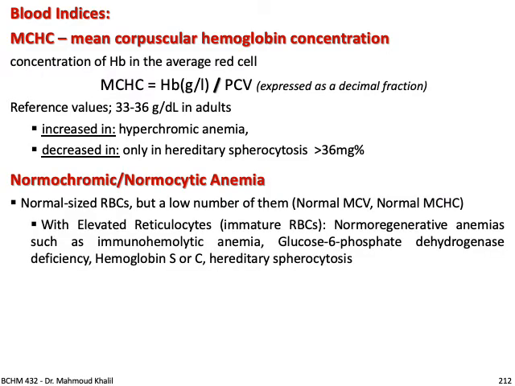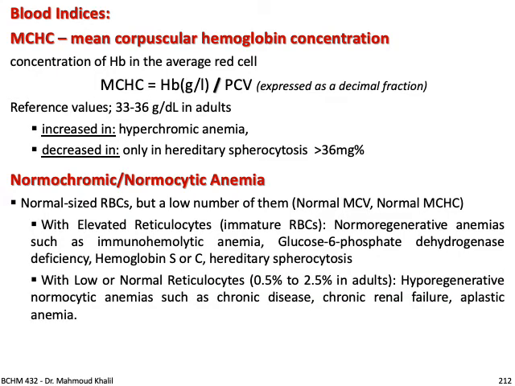The normochromic or normocytic anemia is when there are normal-sized RBCs but a low number of them. With elevated reticulocytosis, that means immature RBCs in the blood, there are normo-regenerative anemias. This is the result of normo-regenerative anemias such as immunohemolytic anemias, glucose 6-phosphate dehydrogenase deficiency, hemoglobin S or C, and some other examples such as hereditary spherocytosis.